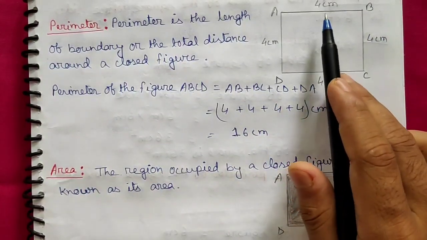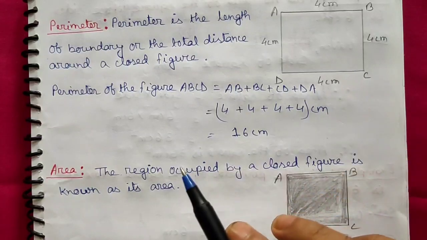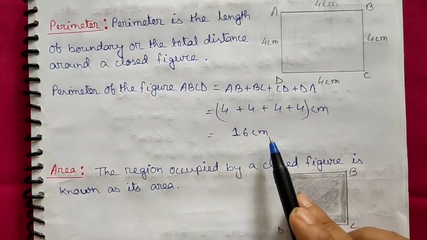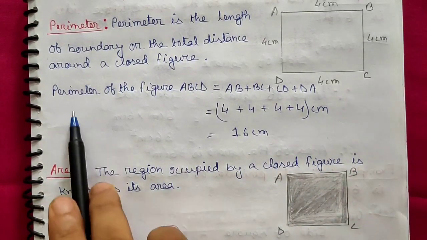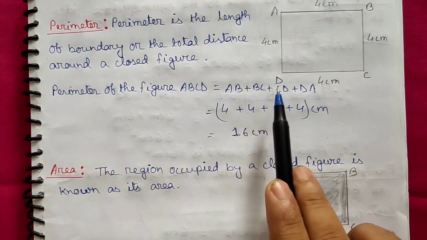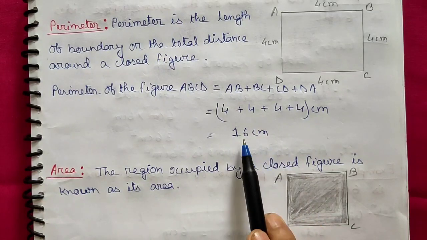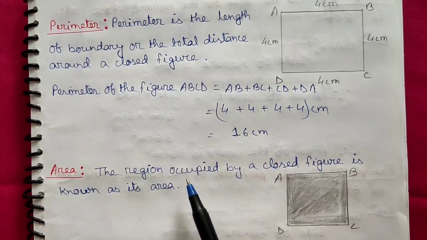So here the length of all the sides is what? 4 centimeter. Now if we add all the sides, like 4 plus 4 plus 4 plus 4, it will be what? 16 centimeter. So the perimeter of the figure is 16 centimeter. So we have written that perimeter of the figure ABCD equals AB plus BC plus CD plus DA. Then we have put their values and found the sum, which is 16. So the perimeter of the figure is 16, right?